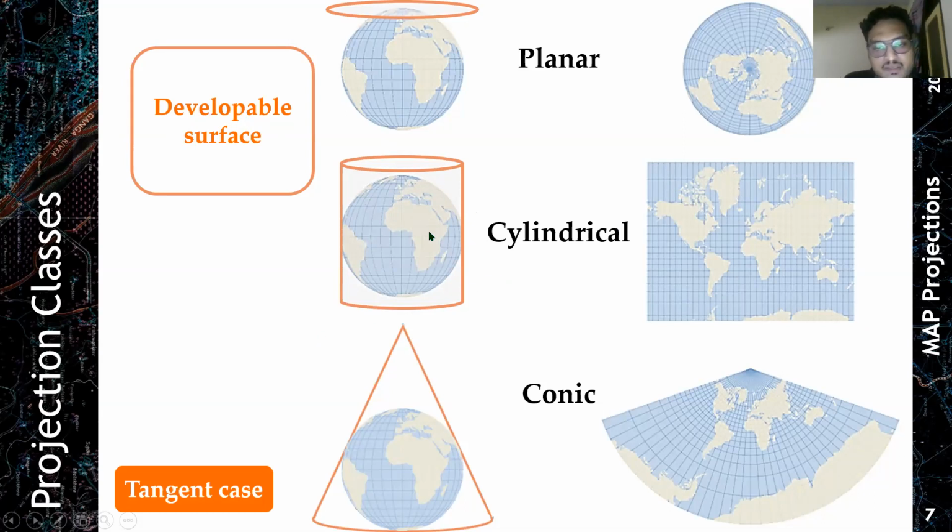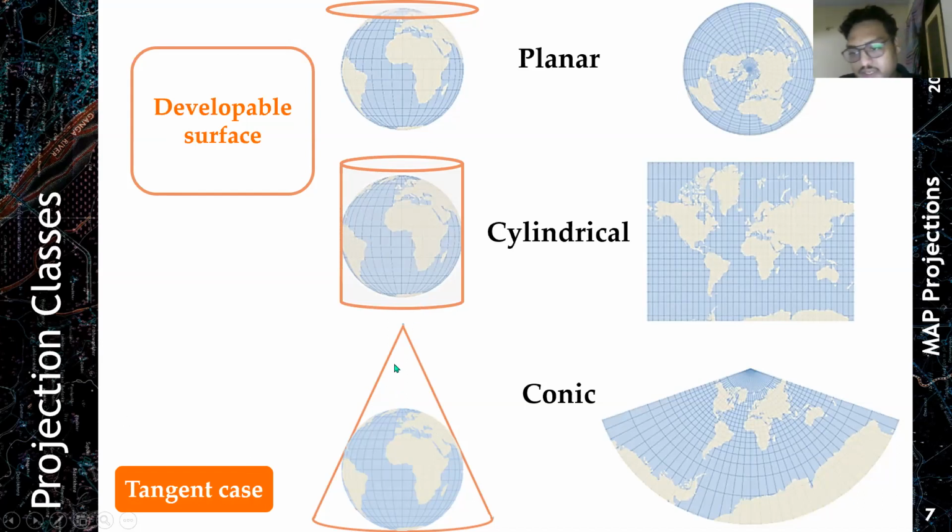In a similar way, when it is a wedge shape, you can identify the developable surface to be a cone. And when it is a circle, the developable surface is nothing but a plane. In this case, the developable surface is touching the North Pole. And yeah, all of these are the tangent case.